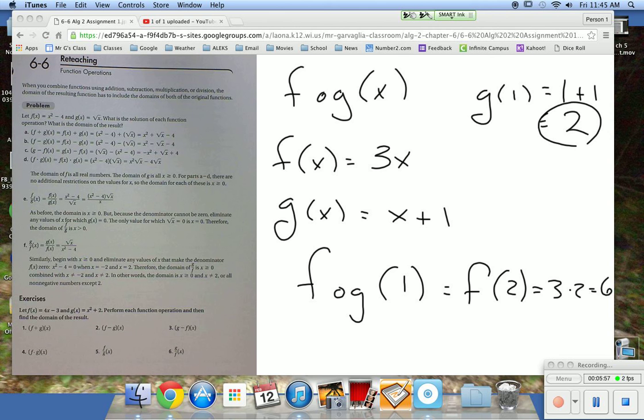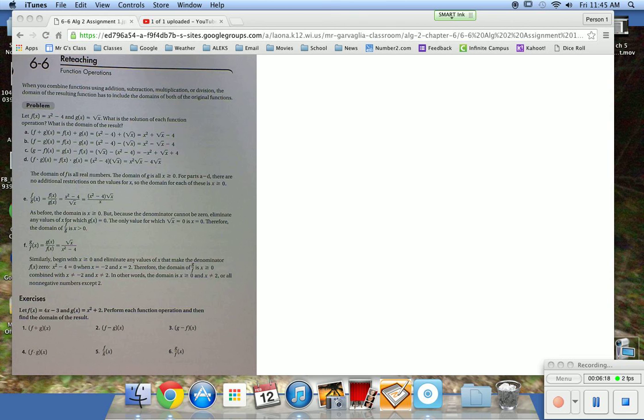See what I'm doing? We're actually finding the answer for g of x first, and whatever that answer is, we put it into the f of x and figure that out. This is called a function of a function. Any questions on that? Anybody have questions? Pretty straightforward, isn't it? Now, the hard part is going to be the algebra of this.